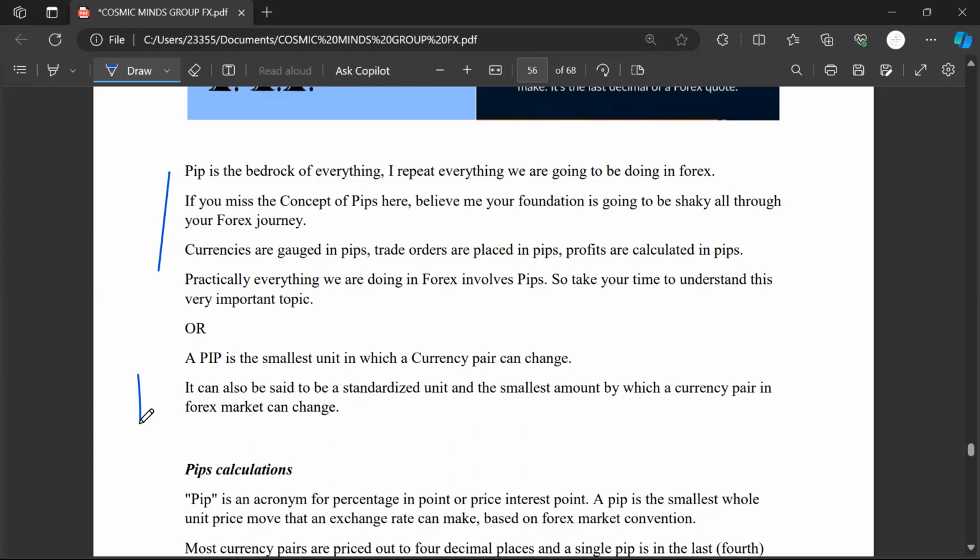Now, it can also be said to be a standardized unit. In fact, it is a standardized unit and the smallest amount by which a currency pair in the forex market can change. Somebody may even argue that it is not the smallest, because the smallest of all is what we call the pipette. Besides the pip, we have the pipette. The pipette is taken from the pip, so the pipette is the smallest. We look at that shortly.